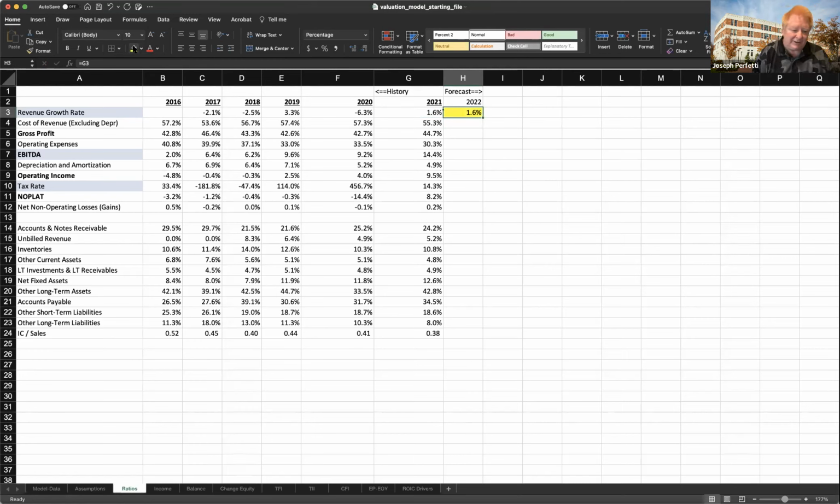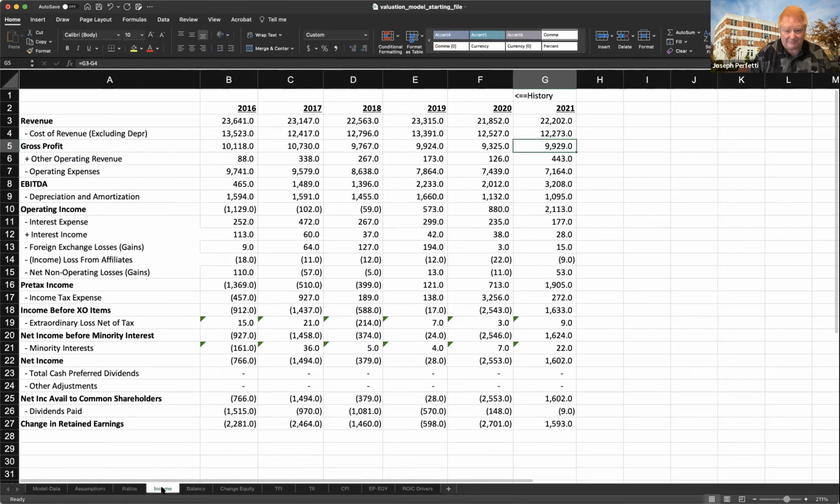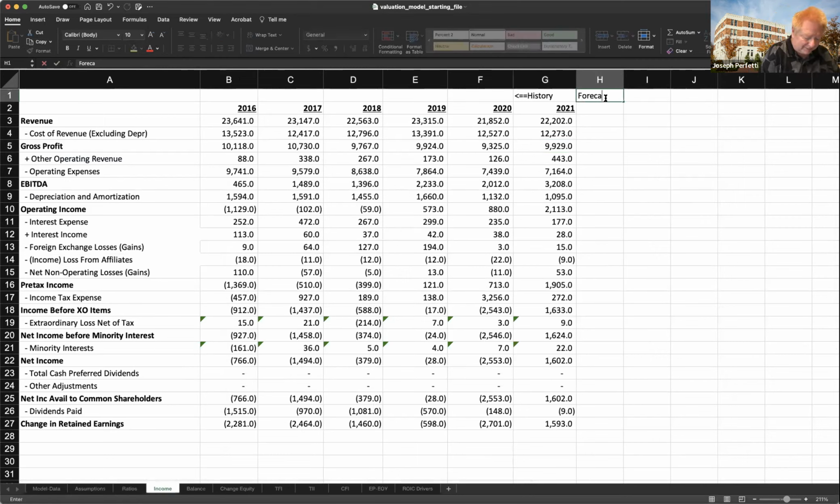Okay. Now let me show you how this is going to work in practice. We're now going to go to the income tab. Same thing. We're now going to start creating our forecast. So type that in cell H1. For cell H2, equals previous year plus 1. So equals G2 plus 1. So the first year is 2022, a forecast.